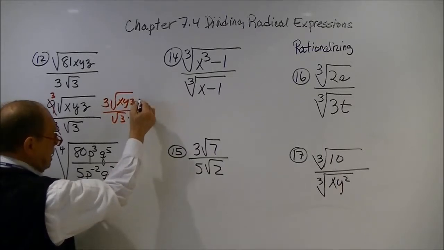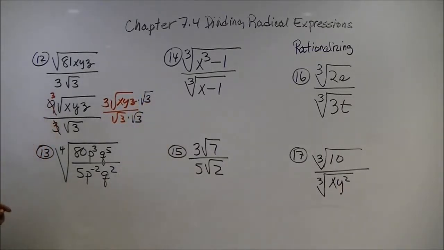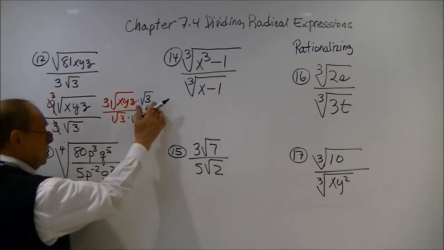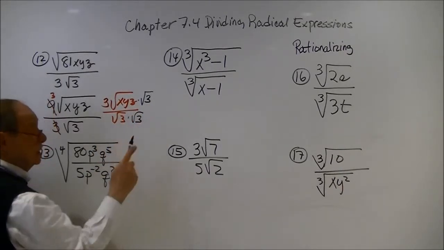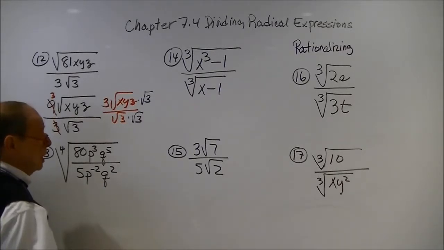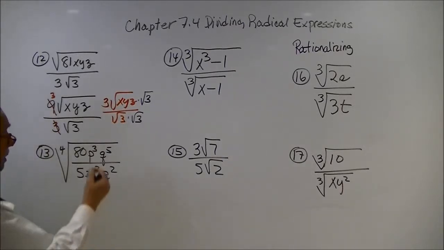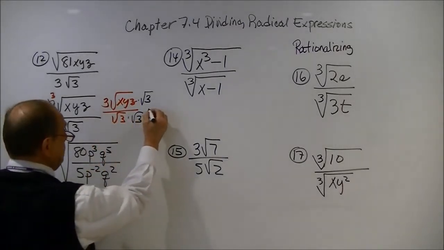And we do the top also by the square root of 3. Now notice, the square root of 3 divided by the square root of 3 is 1, and we are allowed to multiply anything by 1 without changing its value. Well, an interesting thing happens then.